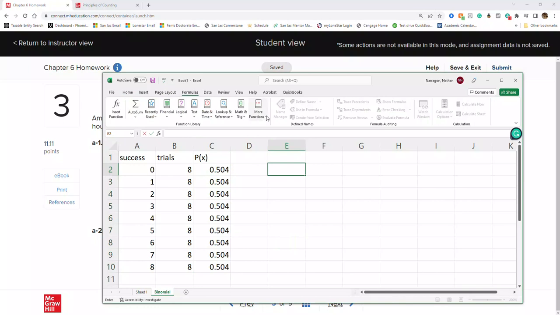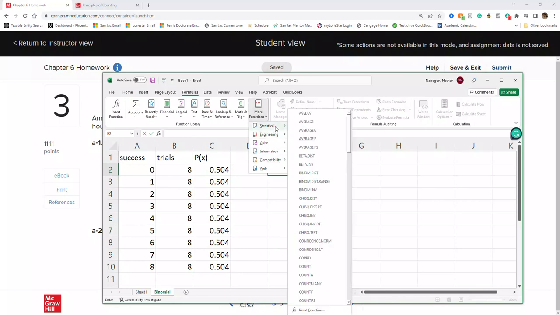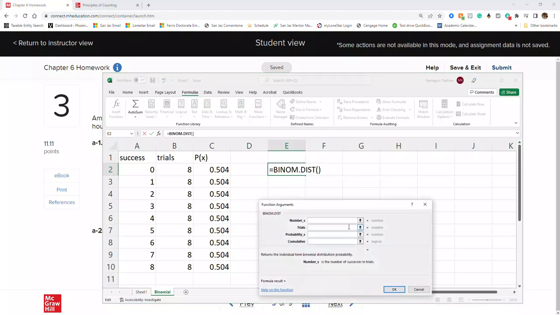Go to Formulas, More Functions, and under More Functions we have Statistical. Notice that there's one called BINOM.DIST. Now don't worry, we're not going to use all these formulas in this course. A lot of these are more advanced, so we're okay there. But notice that it's asking for these items that we just put in our table.